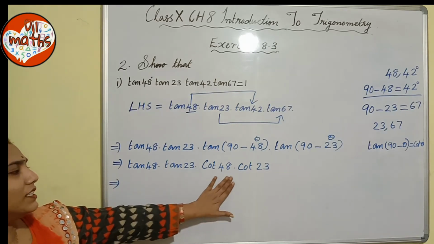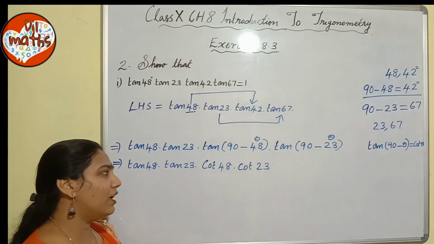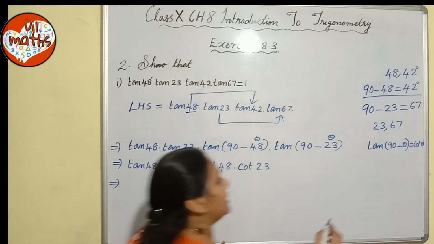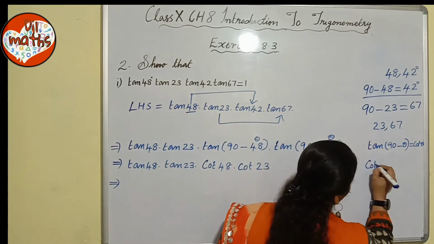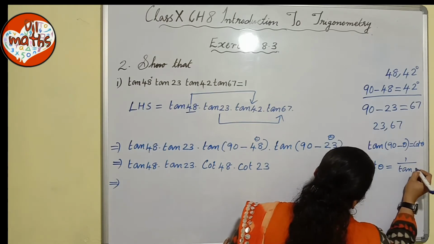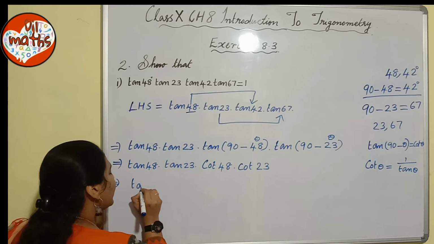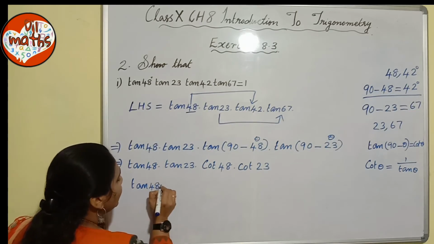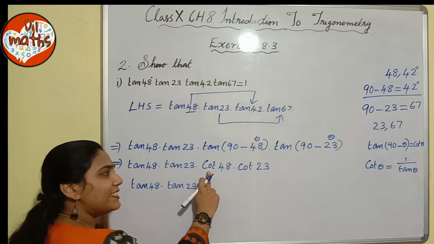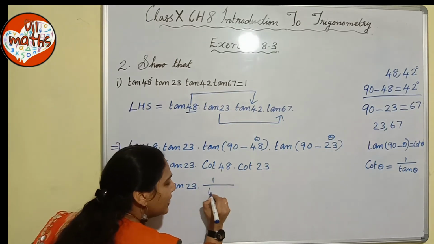In the next step, what we can do? Here this cot we can rewrite. How we can rewrite that cot? 1 by tan theta is equal to cot theta. That you have already studied. Cot theta is equal to 1 by tan theta. By applying that formula here in these two, what will you get? Tan 48 into tan 23 into, instead of cot 48, what we can write? 1 by tan 48.